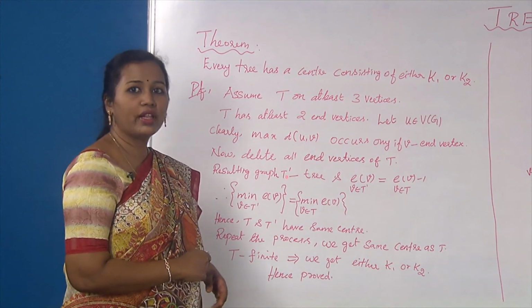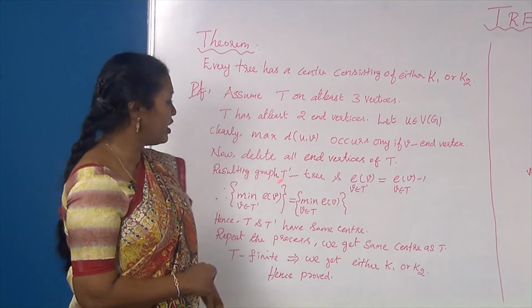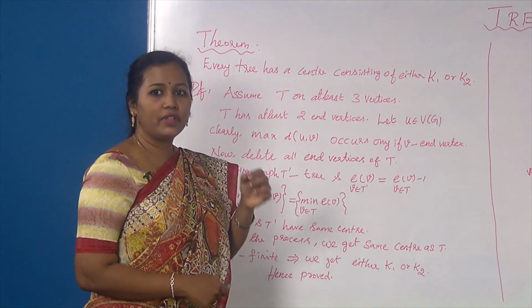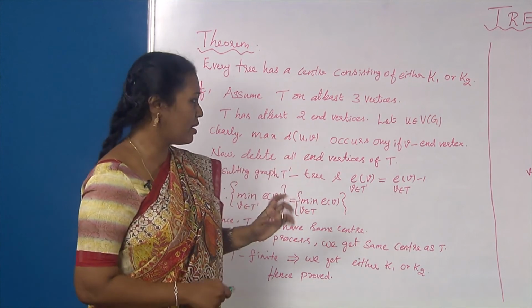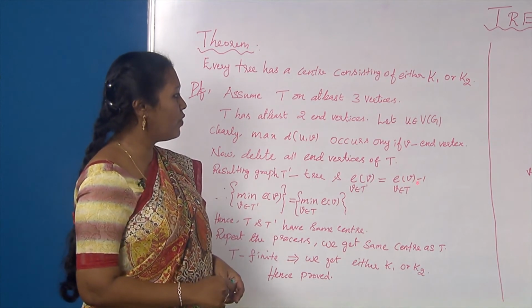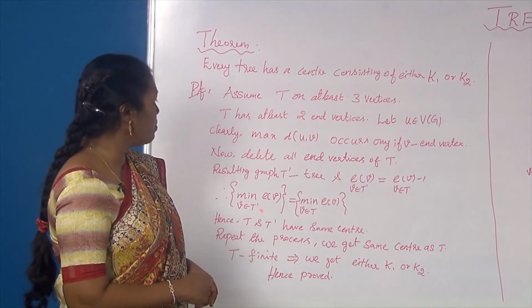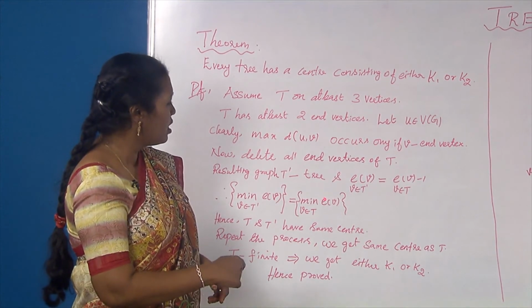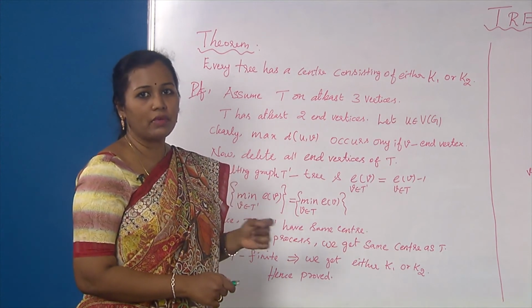Now, delete all the end vertices of the tree T. You are arriving at a new tree, namely T dash. The resulting graph T dash is also a tree, and the eccentricity of each vertex in this graph is exactly 1 less than its eccentricity in the previous graph. Therefore, E of V, where the vertex V belongs to T dash, is equal to E of V minus 1, where V belongs to the original tree T. Now, the minimum of all eccentricities in T dash corresponds to the minimum of all eccentricities in T. So, between T dash and T, the minimum does not change.